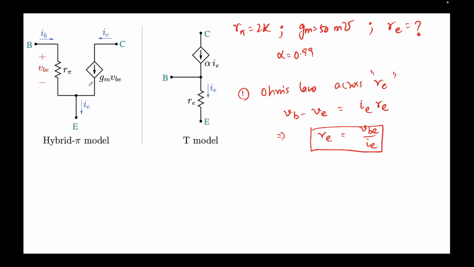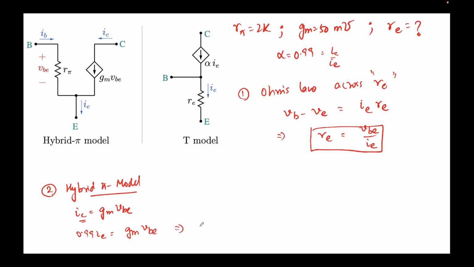But GM times VBE is known. So from the hybrid pi model, I can say IC equals GM times VBE. Now we have the value of IC in terms of VBE. We also know that alpha is IC upon IE, so I can write this as 0.99 times IE equal to GM times VBE. This gives IE equal to GM VBE over 0.99, and let's put this value over here.